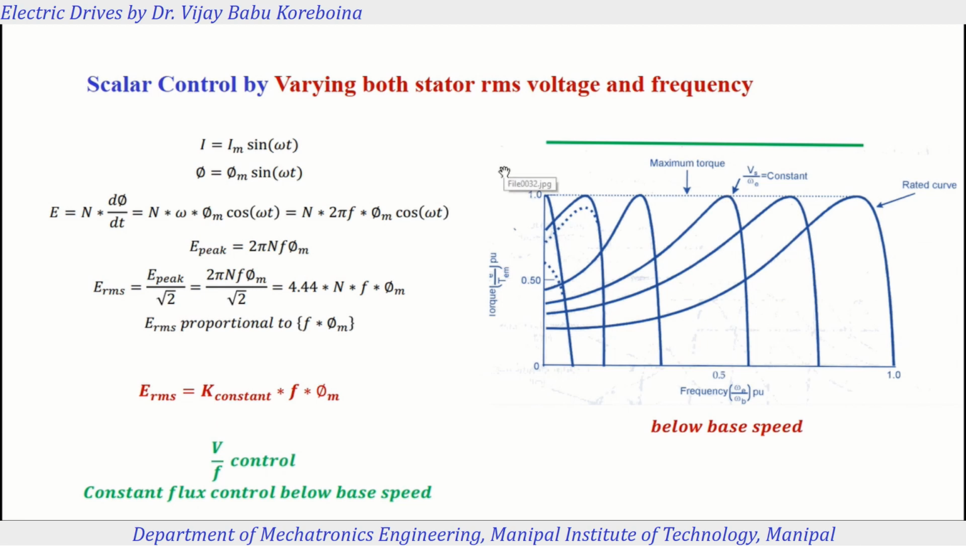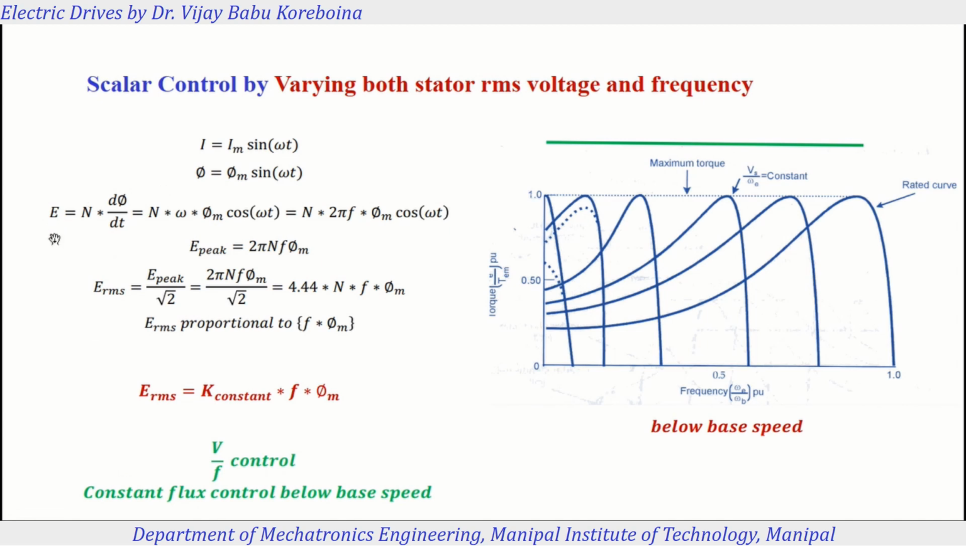Let us look back at below the rated speed, varying both stator RMS voltage and frequency. We know very well that we apply a sinusoidal voltage and sinusoidal currents are produced. Sinusoidal currents result in a sinusoidal field. And we know back EMF. What is the back EMF equation?